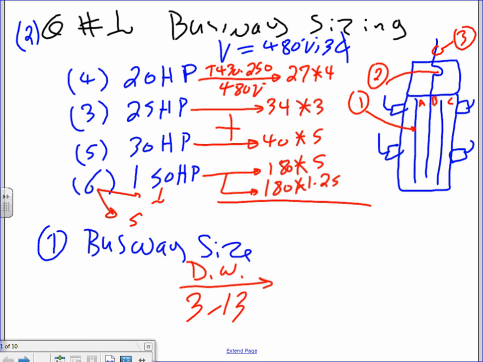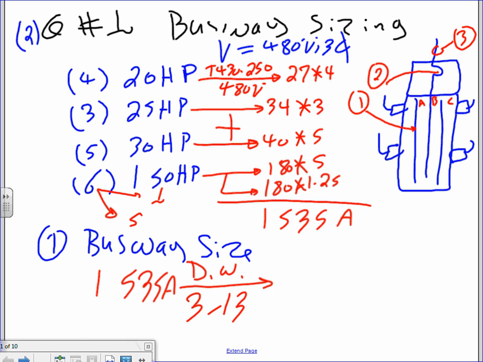When you add them all up, you're going to find it's 1535 amps. Cool. Now, please bring your Dewalt. I also gave you the sheet. I copied that sheet for you that you need to size based on. To size the busway, you're going to take the 1535 amps to Dewalt 3-13, or the sheet that I copied for you.